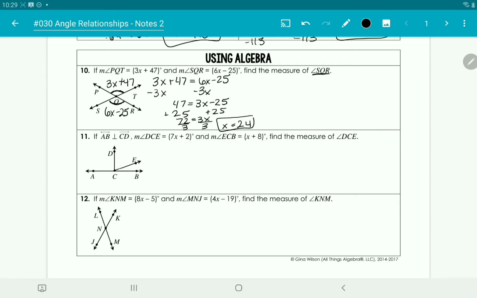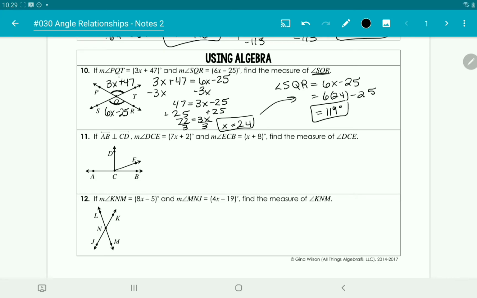Okay, but again, it's not asking for x, it's asking for angle SQR, which is SQR here. Or you can read it up here, it's 6x minus 25. And we know that x is 24, so we'll replace the x with 24, which will give us 119 degrees.